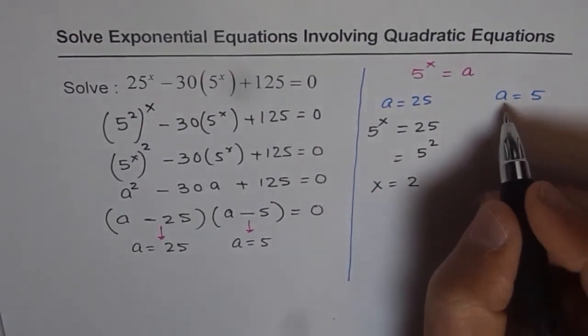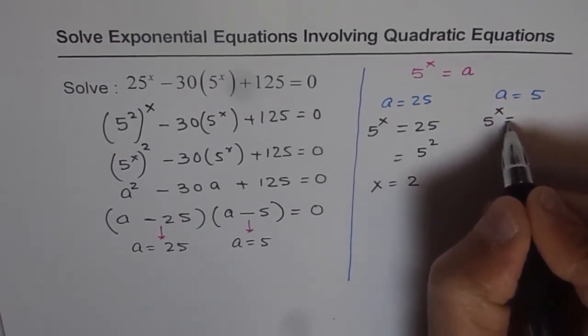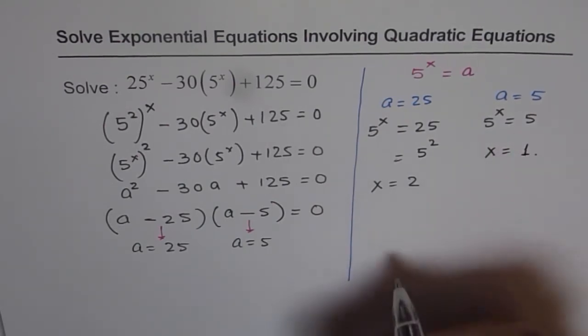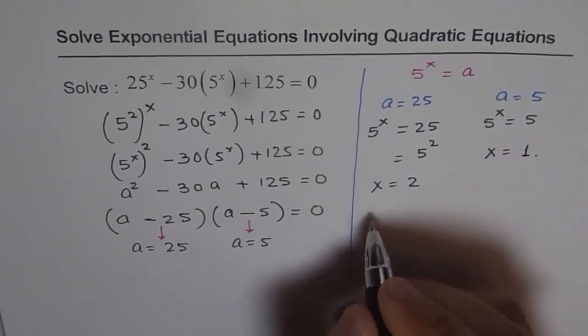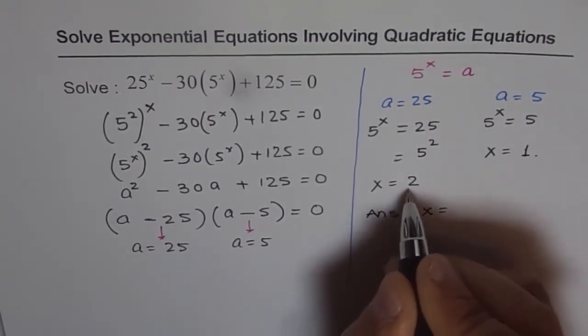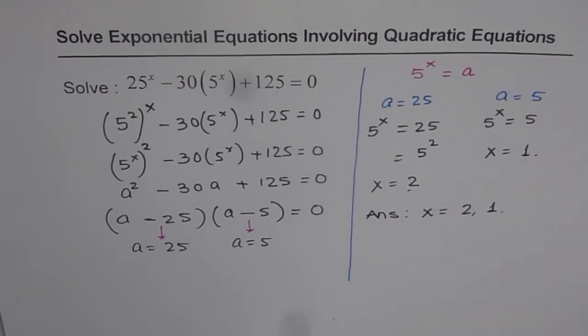From the other value, a equals 5, you get the next solution, which is 5 to the power of x is 5, and that means x equals 1, right? So we have two solutions here. So our answer is x equals 2 and x equals 1. So these are the two answers which we get from the given equation.